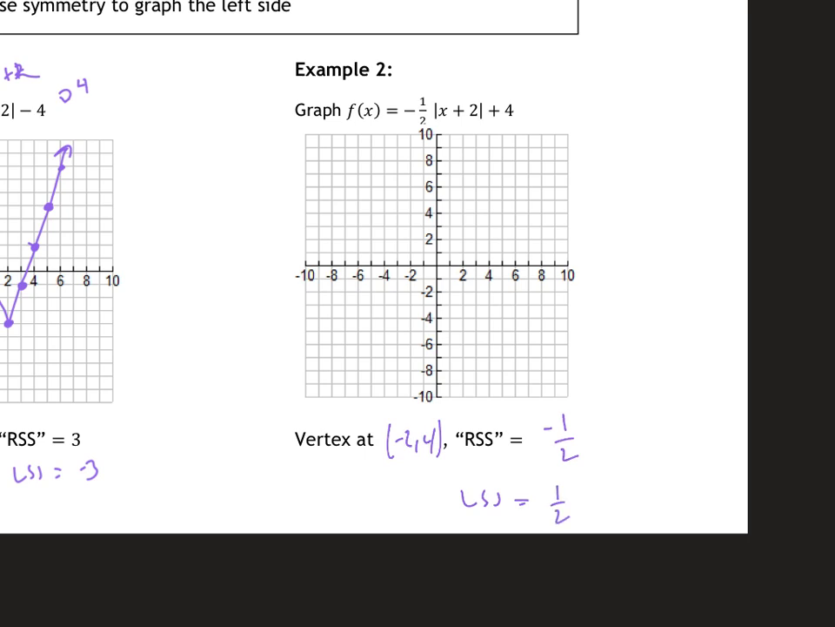Okay? So if we take a look at this, (-2, 4) is my starting spot. My right side slope, I'm going to go down 1 over 2, down 1 over 2, down 1 over 2. And then to get the left side, I'm going to go down 1 over 2 the other way. And we have our graph.